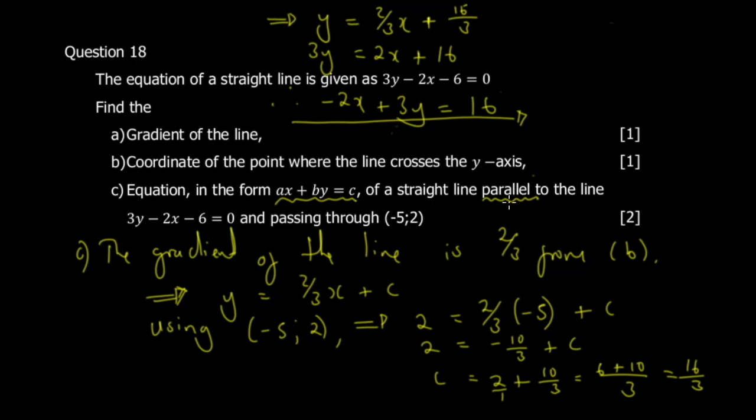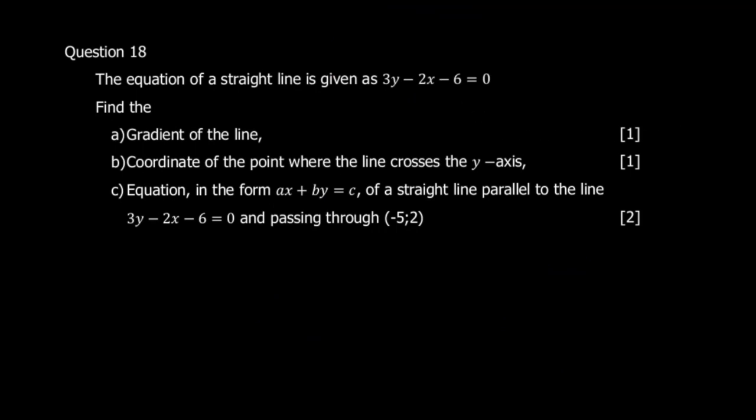So the buzzword here was parallel. For parallel lines, they have the same gradient. So we repurposed the gradient that we had calculated previously, and we used that point to find the value of c. We substituted, and when we substituted, we still had fractions. We cleared the fractions. Once we cleared the fractions, we just manipulated the equation to look exactly in the form which was told to us by the question. Okay, so this is it. We're done. Let's quickly move to question 19.